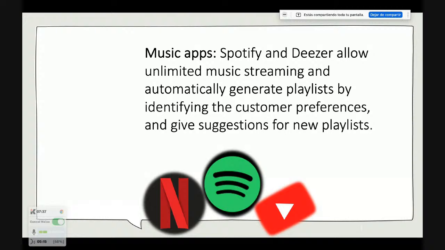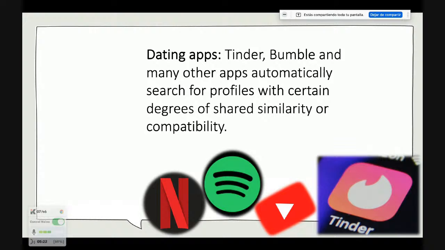Now, with the pandemic by COVID-19, these applications became very popular, and dating apps such as Tinder, Bumble, and many other apps automatically search for profiles with certain degrees of shared similarity or compatibility. Their backbone is machine learning as well.